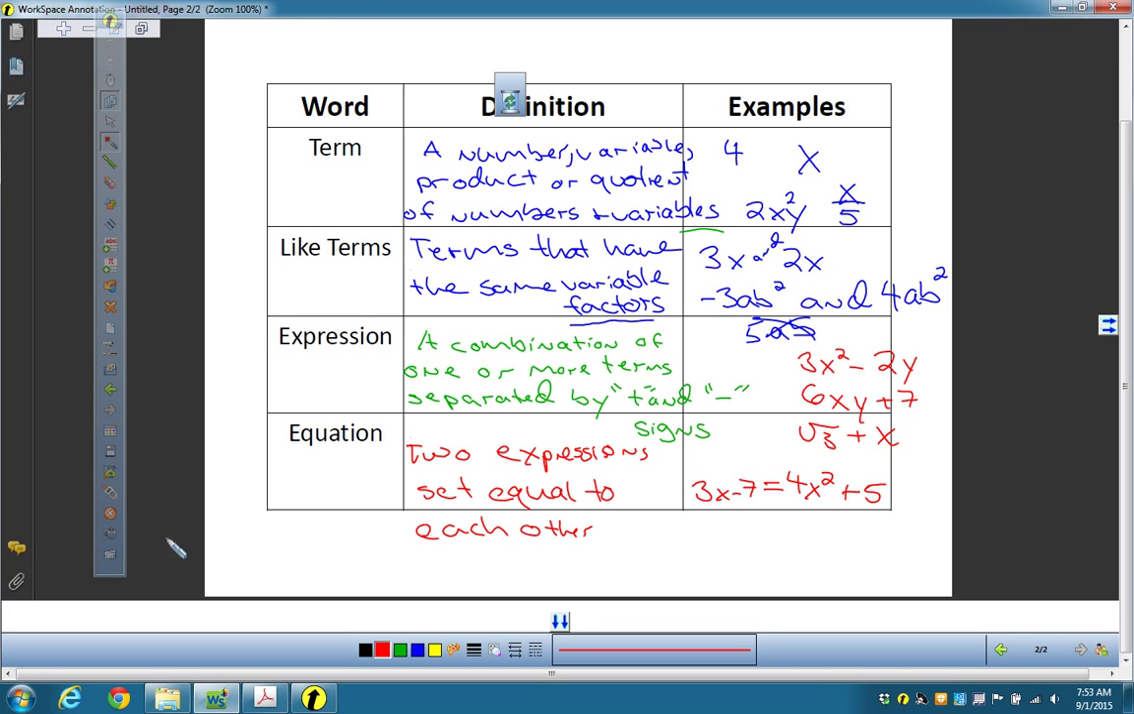Questions? Okay. So you have to know some words before we can continue. And now we're going to practice combining like terms. I have some examples that I'm going to do with you, and then you're going to get some in-class practice.